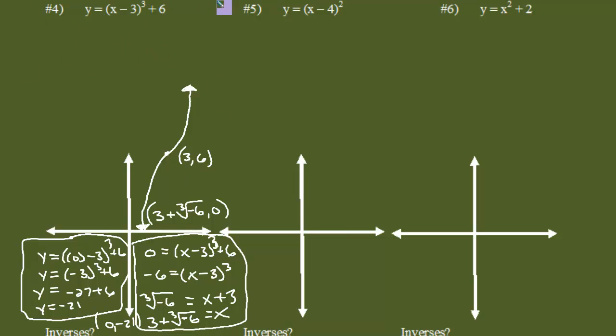So the inverse. I'm kind of doing the directions in an order that I didn't say to do it in, but it doesn't really matter what order you do it in. To find the inverse, I am going to interchange x and y, get y by itself. I'm going to subtract 6, cube root both sides, and add 3 to both sides.